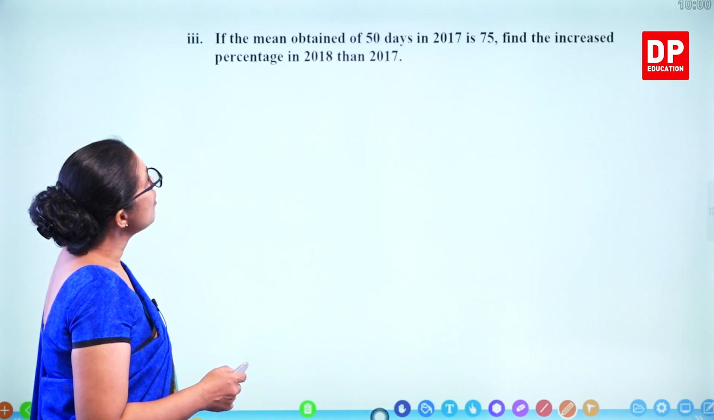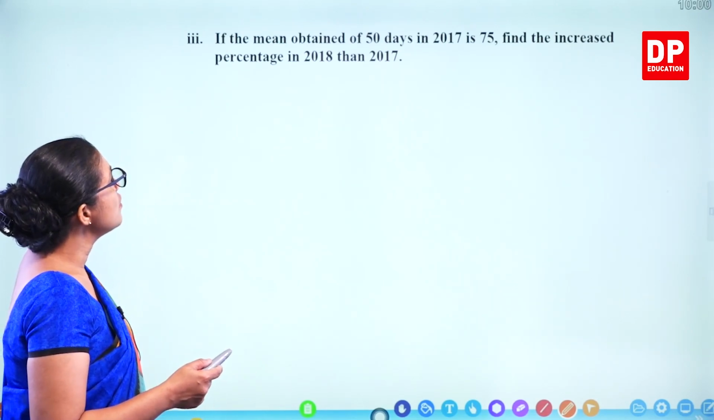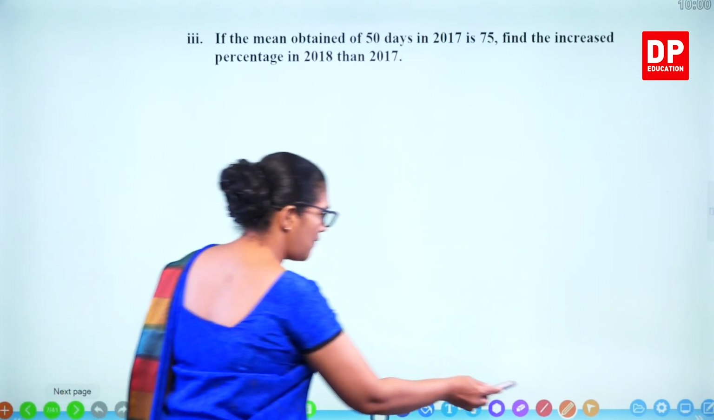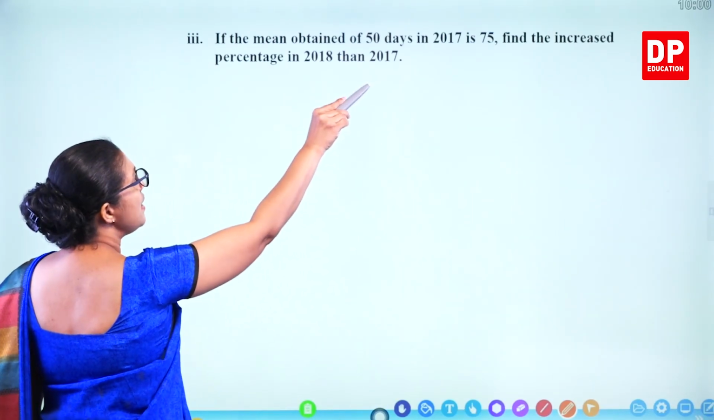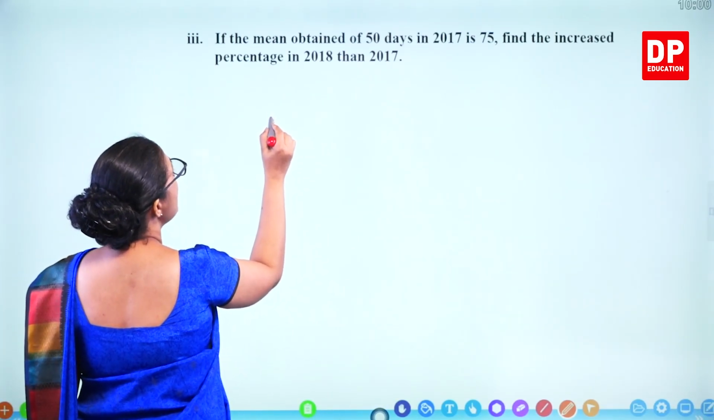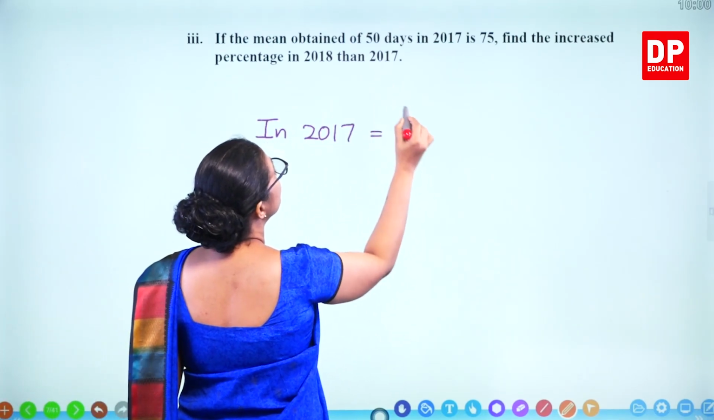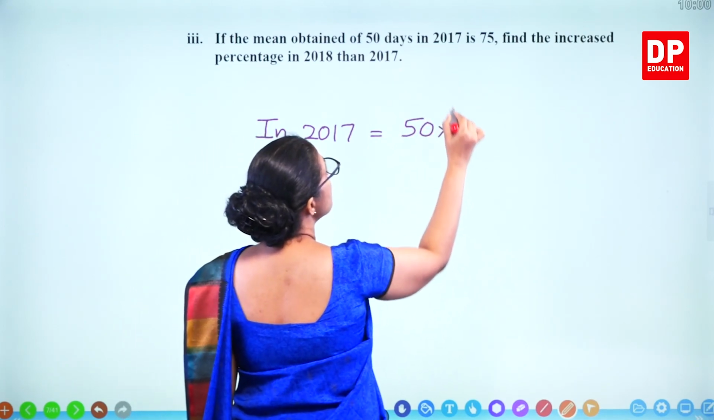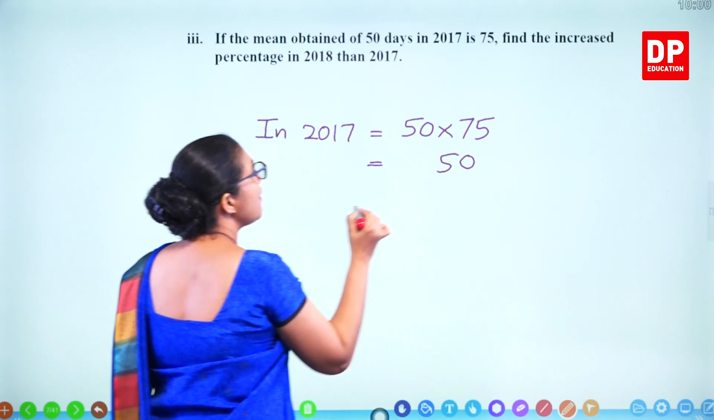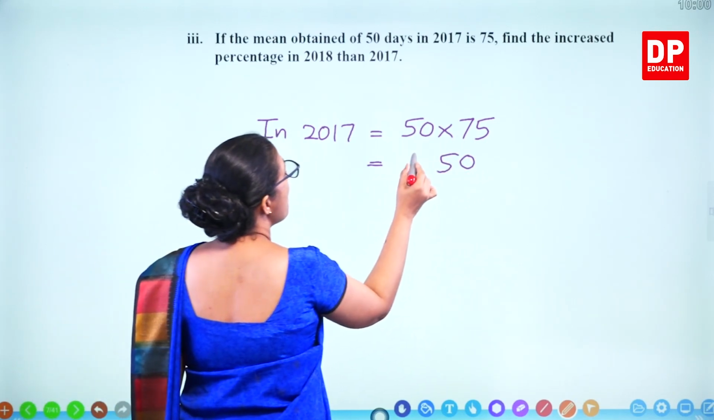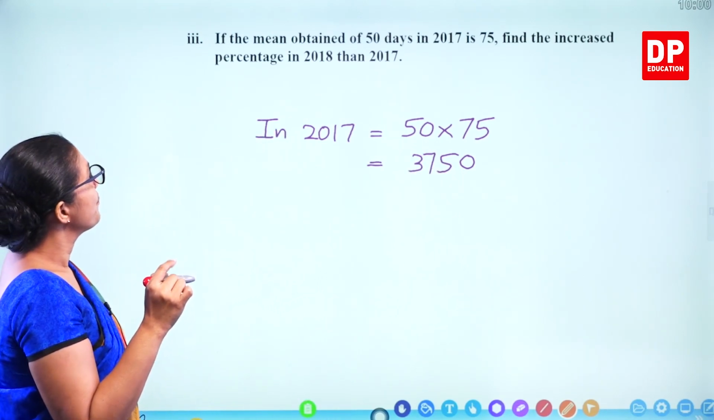If the mean obtained of 50 days in 2017 is 75, find the increased percentage in 2018 than 2017. So we found the value for 2018. If the mean value is 75, so you can write in 2017, what's the value? 50 into 75. 5 times 5, 25. 5 times 7, 35, plus 2, 37. 3,750 tourists.